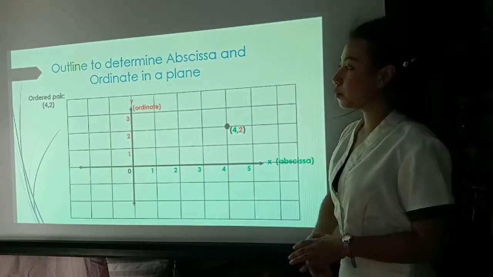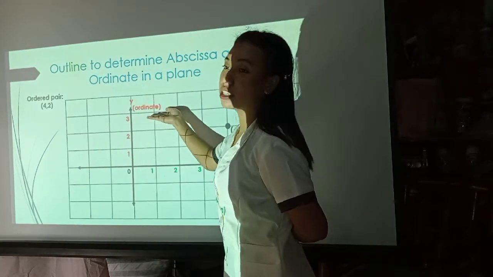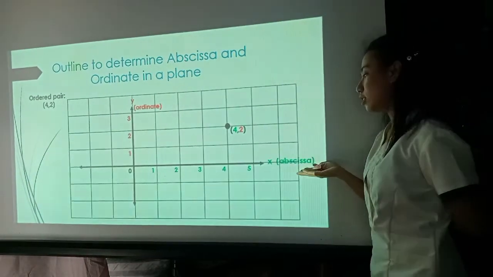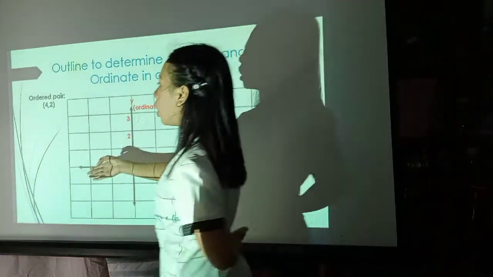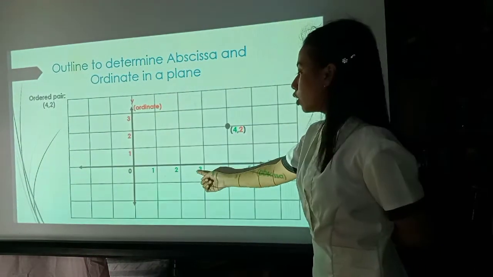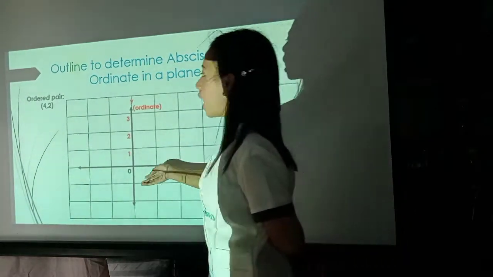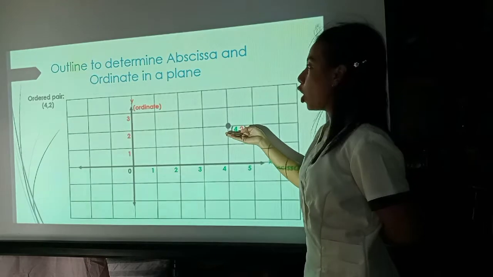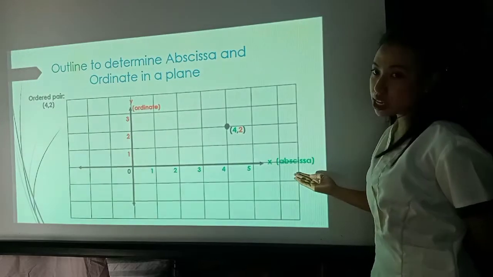So now, this red one is the y-axis, which is the ordinate, and the green here is the x-axis, which is the abscissa. Locating the point 4 and 2, the 4 is located on the x-axis, positive 4, and the 2 is located on the y-axis, positive 2, and then plot. Then this is the point with coordinates 4 and 2, where the ordinate is the 2 and the abscissa is the 4.